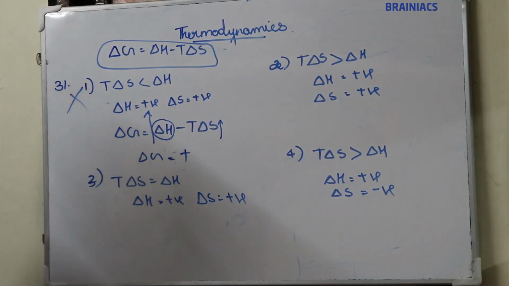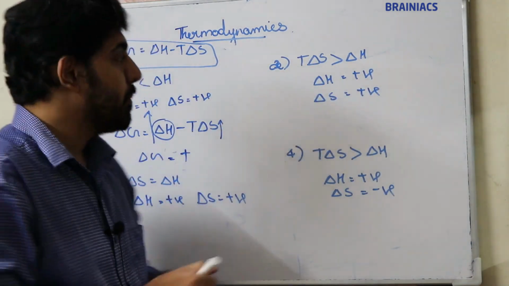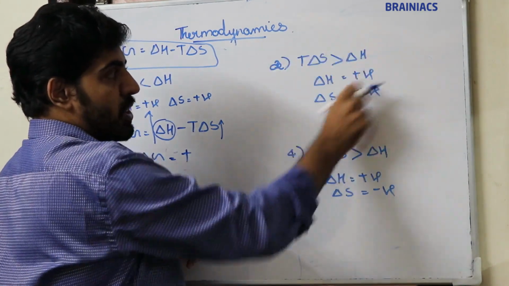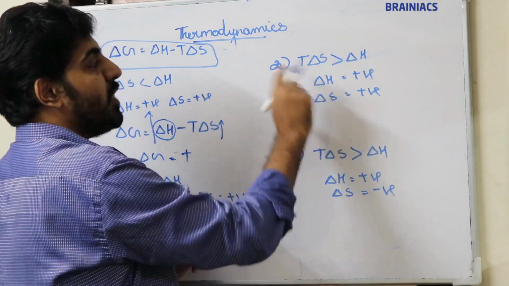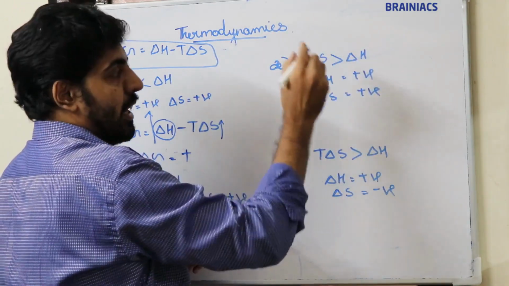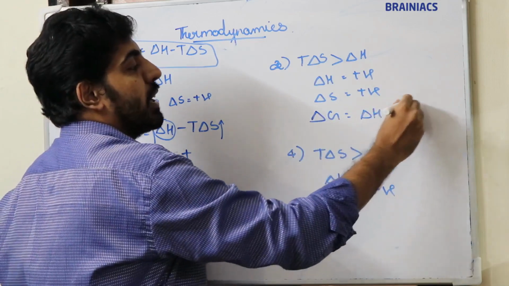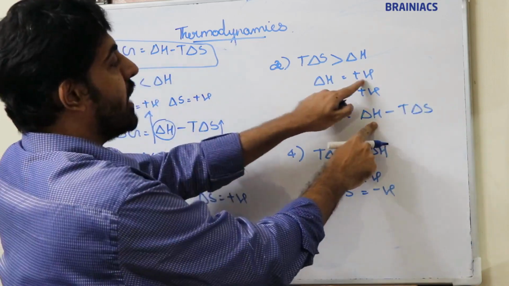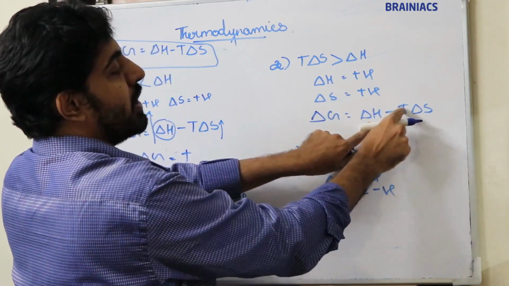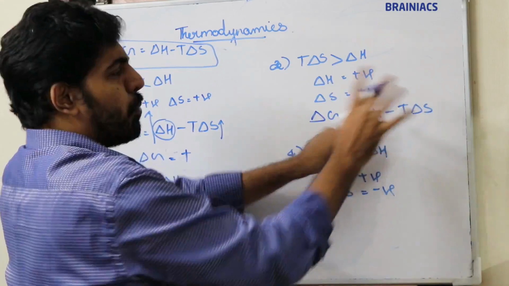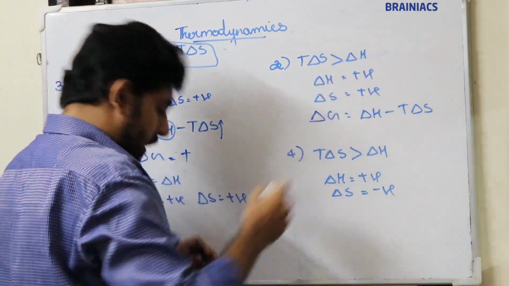We have to find the condition where the reaction is spontaneous. Let us consider option 2. T delta S is greater than delta H. Now we know that according to Gibbs equation, delta G is equal to delta H minus T delta S. Here delta H is positive, T delta S is also positive. So delta H minus T delta S, both are positive. So the equation is like this, and T delta S is greater than delta H.